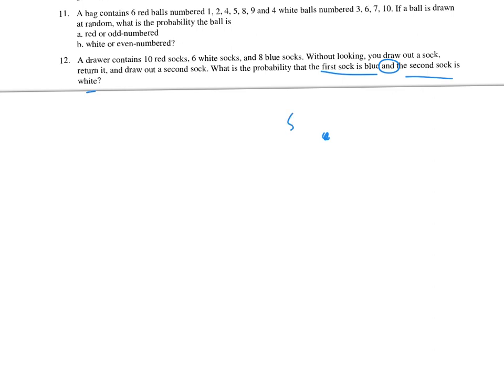So that is going to be 8 out of the total, which would be, let's see, 16 plus 8 is 24. And then the next one here, it does say that we return the sock. So that means that we still have 24 socks in there. If we did not return it, that would drop down to 23. And then the number of white socks is 6. So we'll just reduce that and then multiply them together.